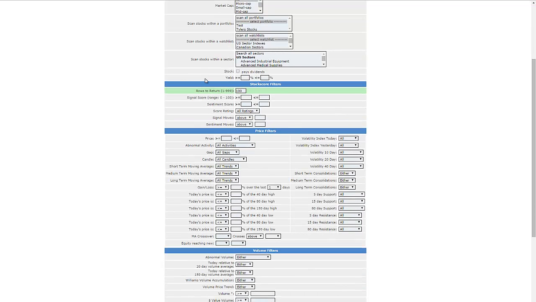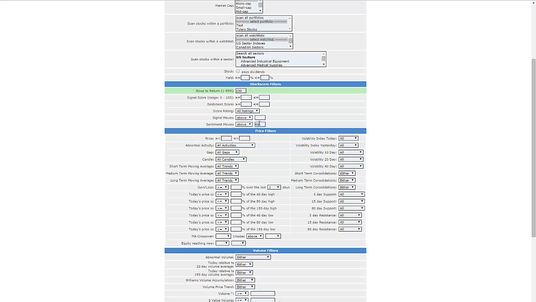Now, the next area below is the Stockscores filters. This is where we can set specifics relative to the Stockscores indicators. Now, if you've watched the how to use the Stockscores video, you will know that there's a set of rules that we have for using the Stockscores. For example, one of the position trading strategies I like to do is to look for stocks with a signal score greater than 80 and a sentiment score greater than 60. You could also say, I want to know when the sentiment line moves above 60.